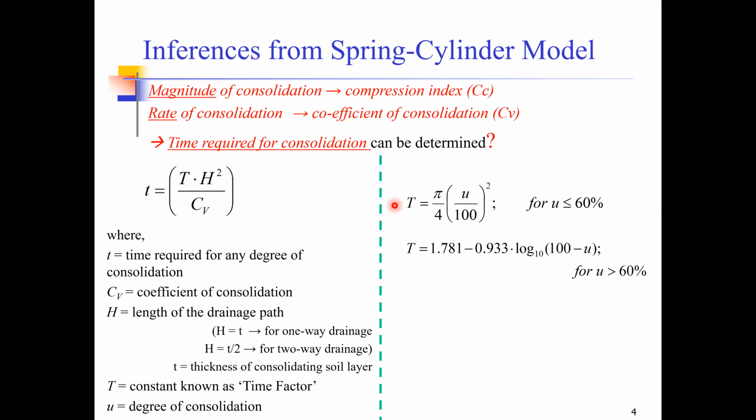But when we talk about time factor, this capital T, there are two values of time factor which are very commonly used in soil mechanics. So I would suggest you to remember these two values. The time factor for 50% degree of consolidation, which is represented as T subscript 50, is 0.197. So you should remember that T50 is 0.197. In the same way, the time factor for 90% consolidation is 0.848. So these are the two values which you should remember because they'll be very frequently used in soil mechanics.